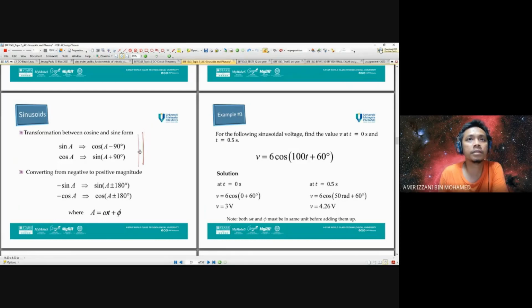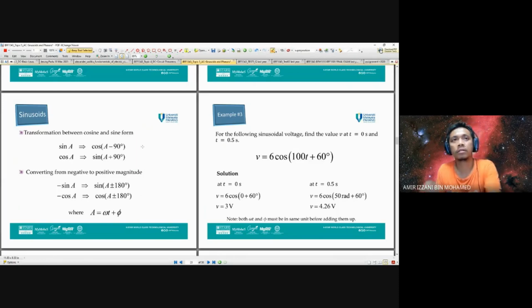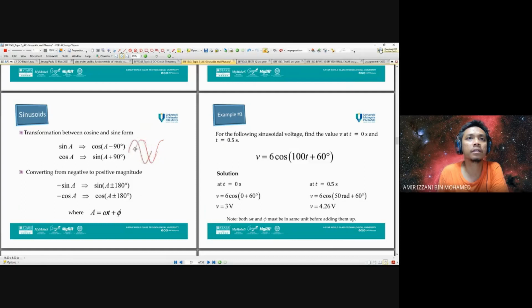Okay, this is sine wave. So cosine starts from here. This is sine, and this is cosine.